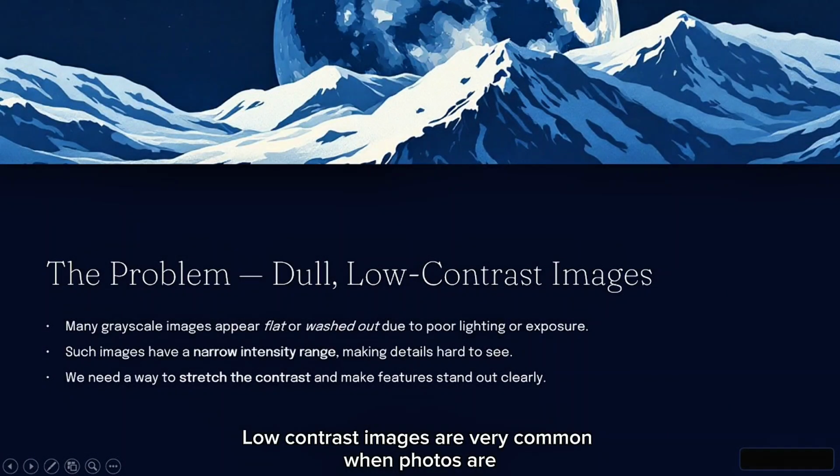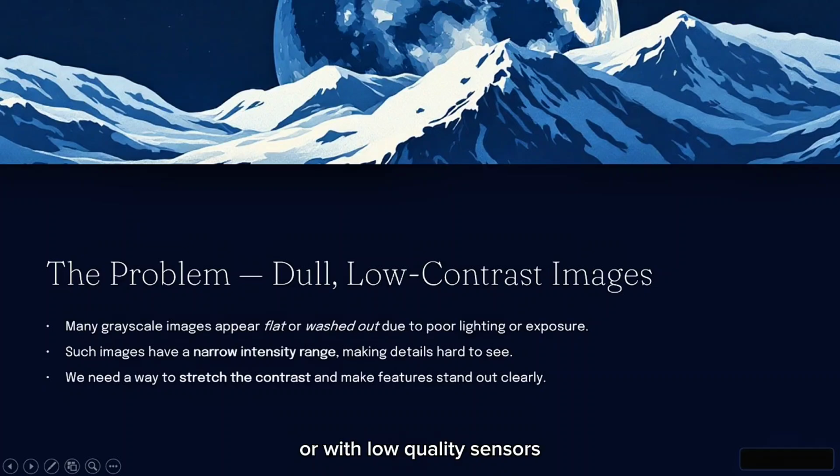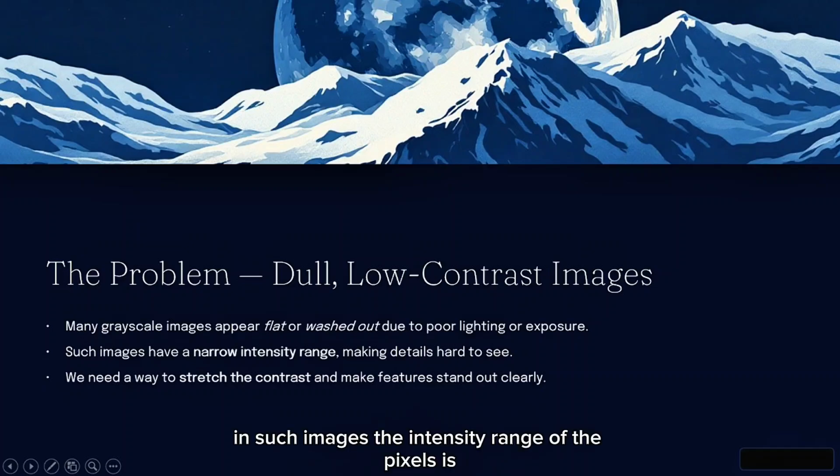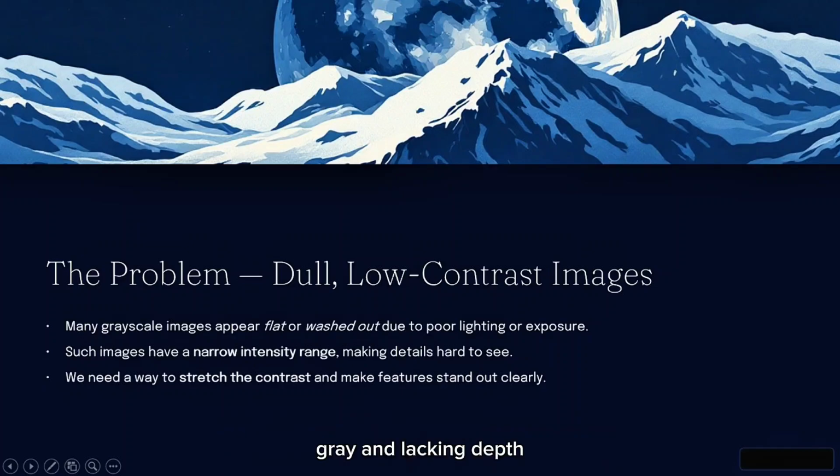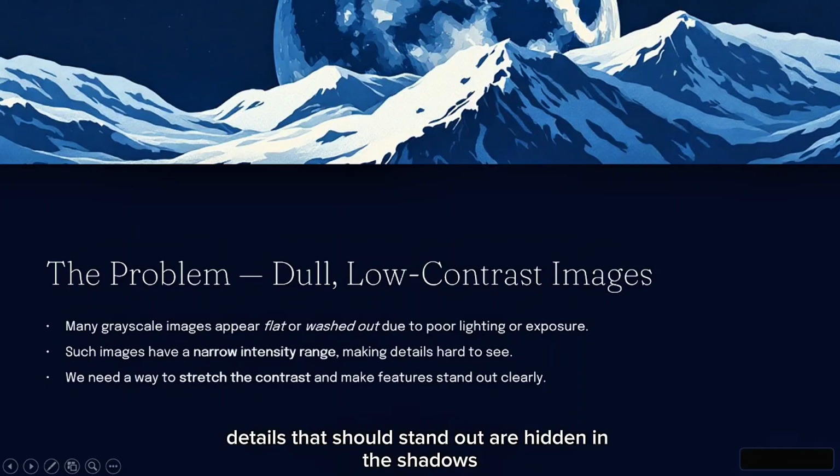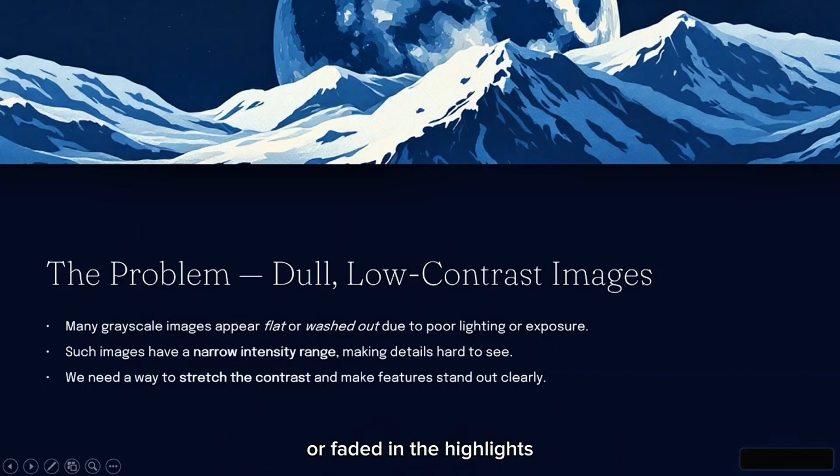Low contrast images are very common when photos are captured in poor lighting or with low quality sensors. In such images, the intensity range of the pixels is squeezed into a small band rather than spread across the full scale from 0 to 255. This narrow range makes the picture appear flat, gray, and lacking depth. Details that should stand out are hidden in the shadows or faded in the highlights.